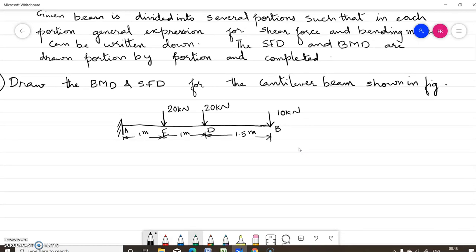First of all, you have to consider a section line at a distance x from the right support and write the general expression for shear force and bending moment for this portion. So first of all, let us consider portion DB at a distance small x from the right end A. We can write the shear force at this section. Shear force at XX is equal to the unbalanced vertical load to the right of this section line. The unbalanced vertical load is 10 kilonewton. It is acting downwards, and right downwards is positive. So we can write here plus 10 kilonewton.